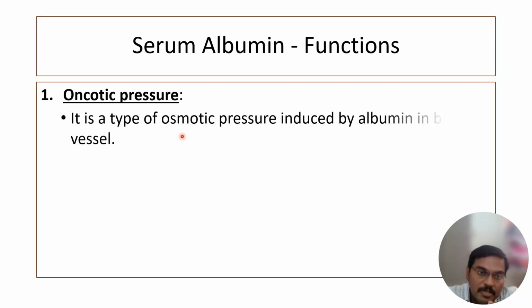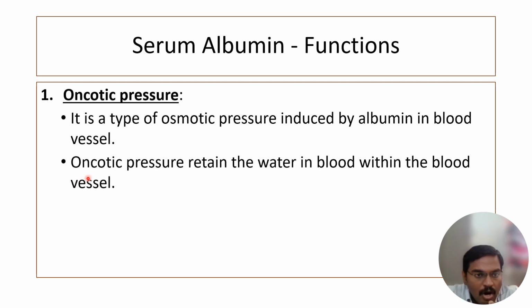Oncotic pressure is a type of osmotic pressure, induced by albumin in the blood vessel. So now you have albumin in the blood vessel, and it is inducing osmotic pressure. That is oncotic pressure. It is going to attract water towards itself, that is, it is going to mobilize the water from the tissue into the blood vessel, because albumin is present in the blood vessel. So oncotic pressure retains the water within the blood vessel.